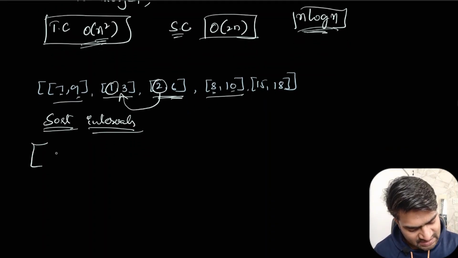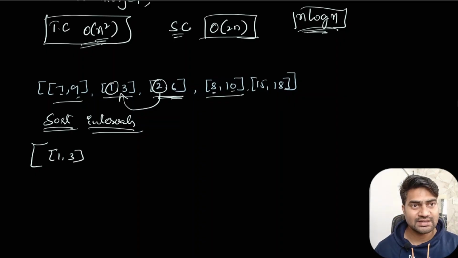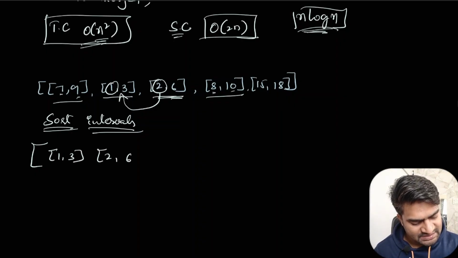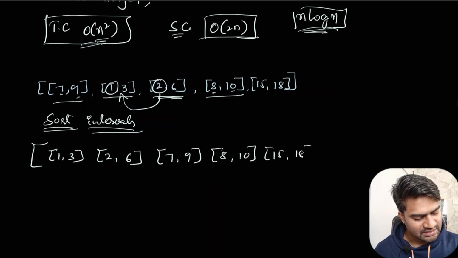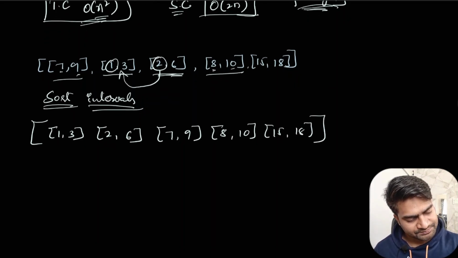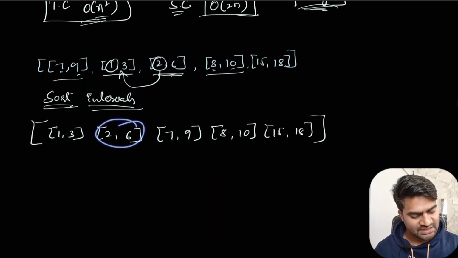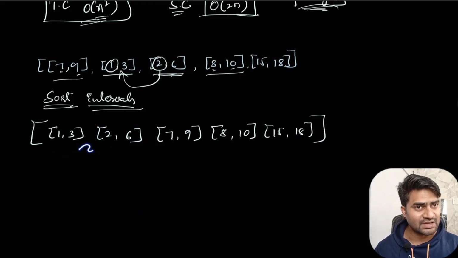So basically 1 comma 3 will be my first value, then 2 comma 6 will be my second value, then 7 comma 9 will be my third value, then 8 10, then 15 and 18. So now if you see, for this value to merge, you can simply only refer to the previous value. Why? The next value may overlap with this or it may not. But the next value we anyhow process after this particular value, correct, right?